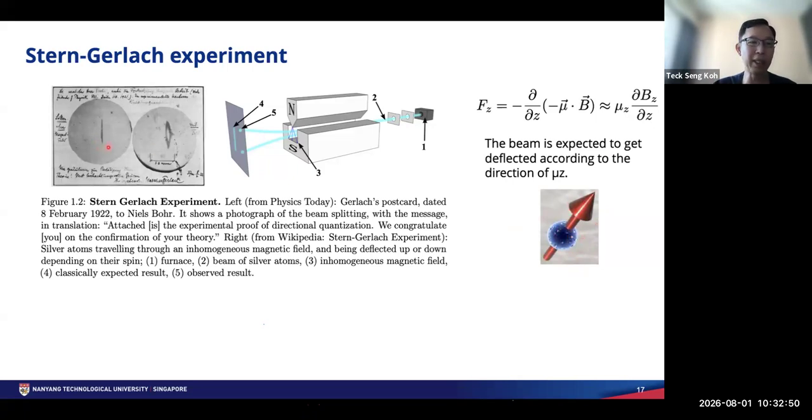So the expectation is that you should get a line, right? Those that are pointing up go all the way to the top. Those that are pointing down go all the way to the bottom. Those that are pointing in between, left, right, or at some angle, you will get a smooth variation. But Stern and Gerlach found that there were only 2 spots. This was the original photographic plate. They sent this to Niels Bohr.